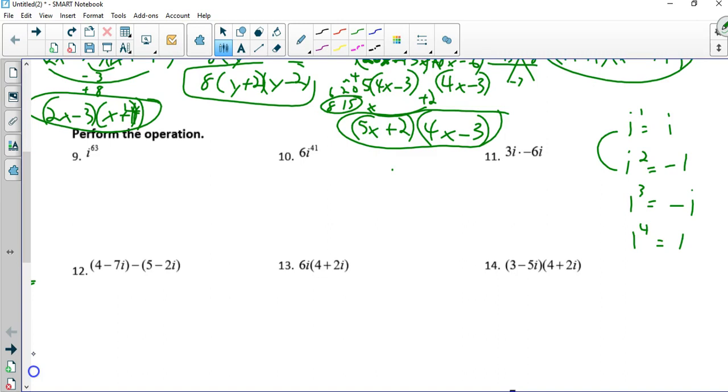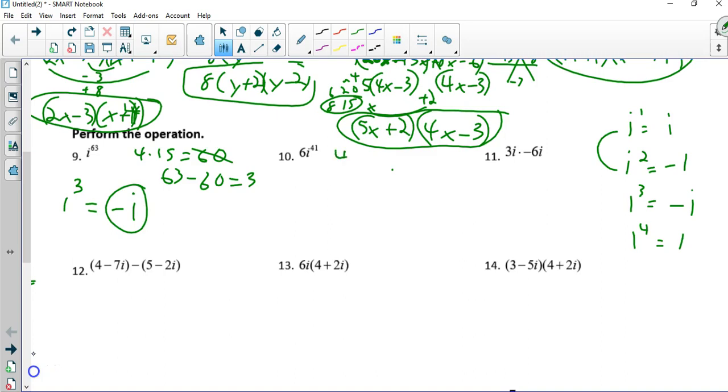Right? So we want to remove these in groups of 4. How many groups of 4 are in 63? Well, 4 times 15 equals 60. So we can just throw all those away. 60 of our i's go away because every group of 4 is 1. So that's just a bunch of 1 times 1 times 1 all the way up. 15 groups of 1s. How many are left? Well, 63 minus 60 leaves 3. So that's i to the third power, which simply equals negative i.